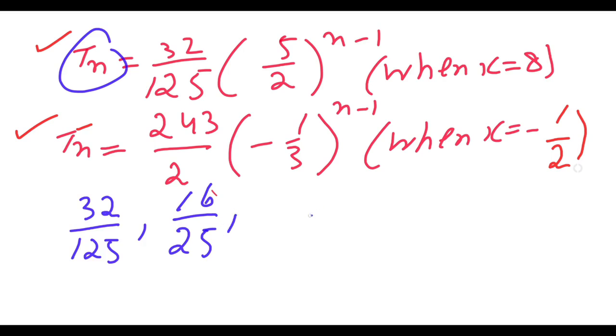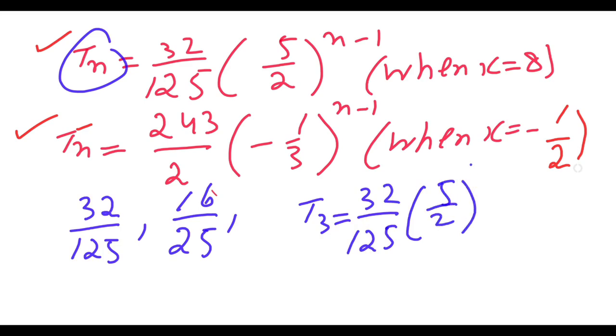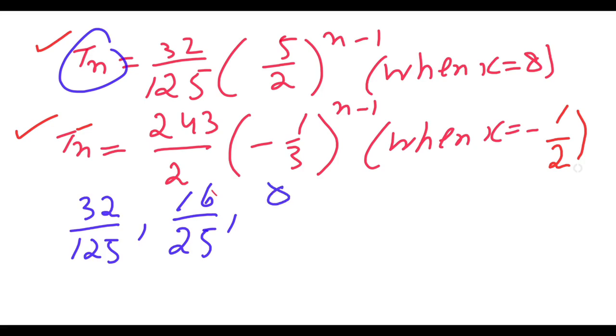Now T3, I substitute n is equal to 3 into the formula. 5 over 2, 3 minus 1. I use my calculator. The answer is 8 over 5. So the third term is 8 over 5, so on. So this is the first sequence.